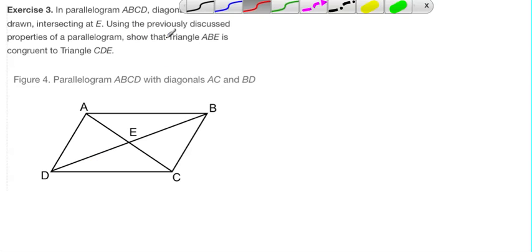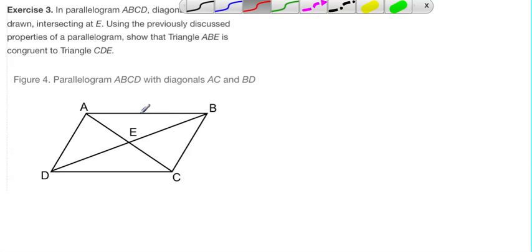But here what we have to do is show that triangle ABE, which is the upper triangle, is congruent to triangle CDE, which is the lower triangle. And what we are allowed to use are the properties previously discovered or discussed in the previous question. So let us try to get started here.